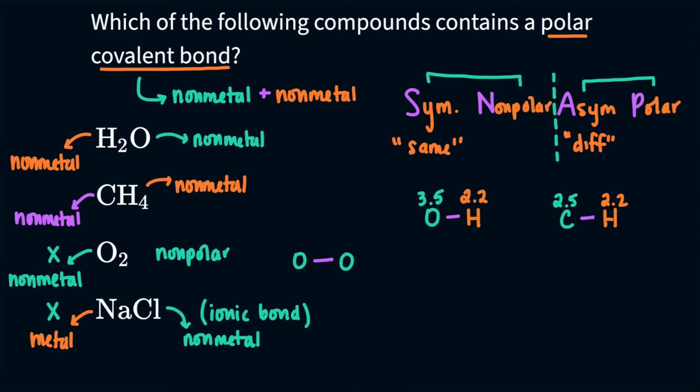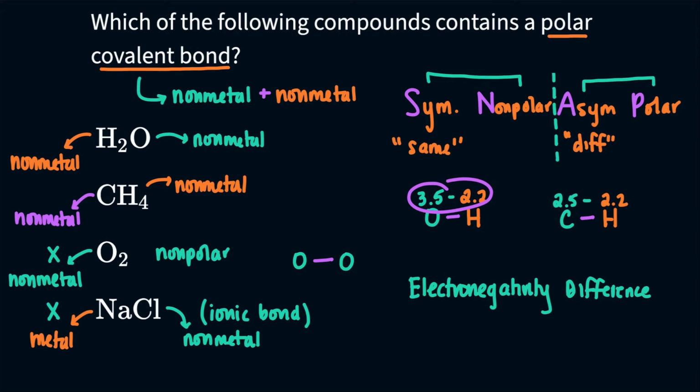Now, when you're talking about electronegativity, we have to take the electronegativity difference, which means that we just have to subtract the values from the bond. Now, just know that the electronegativity difference is always going to be a positive number. So just take the bigger number and subtract it by the littler one. 3.5 minus 2.2, what is that?